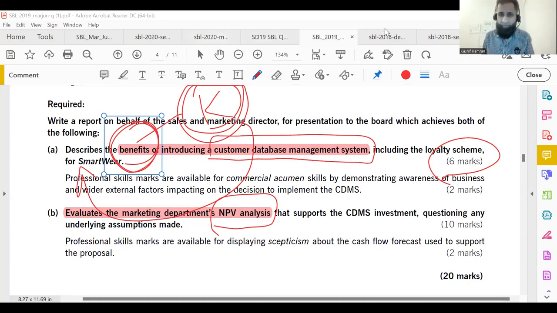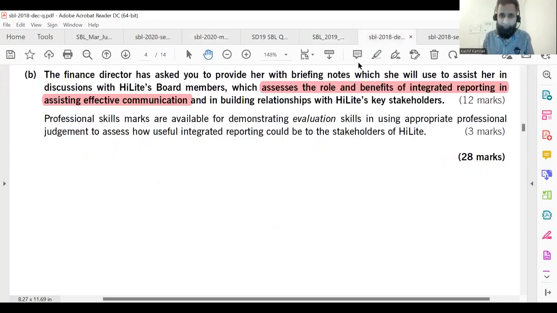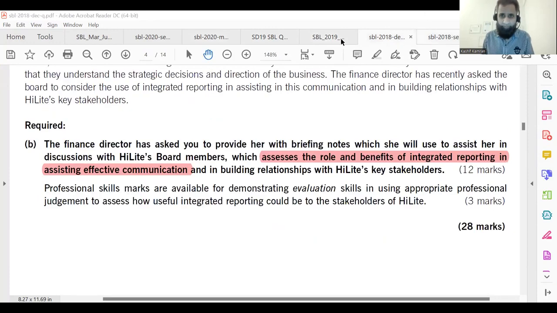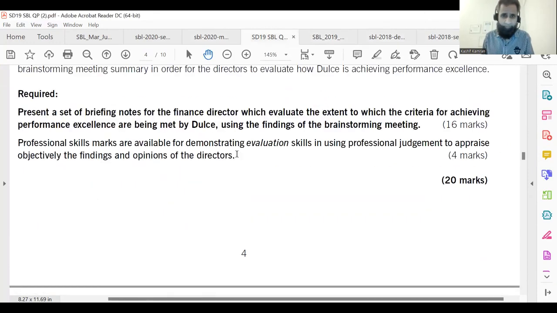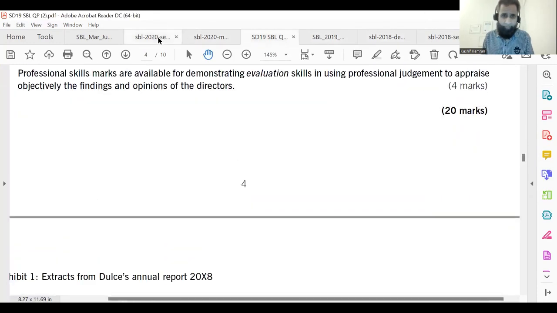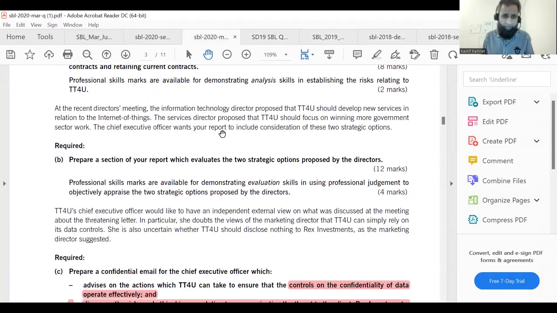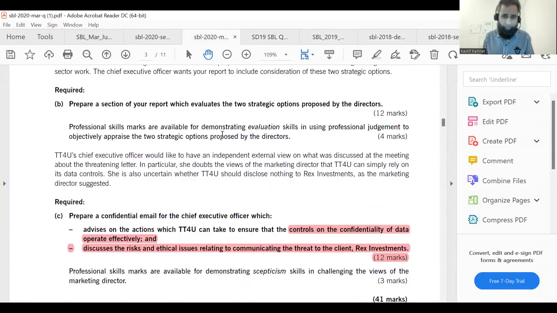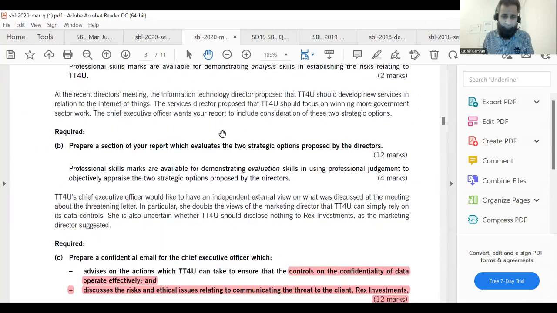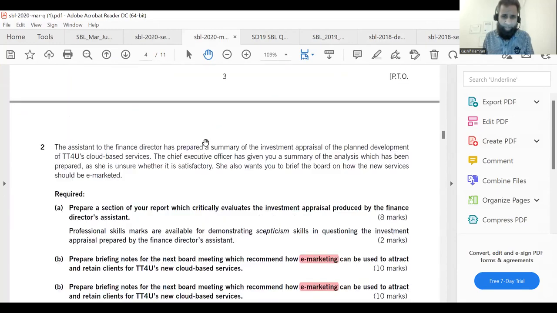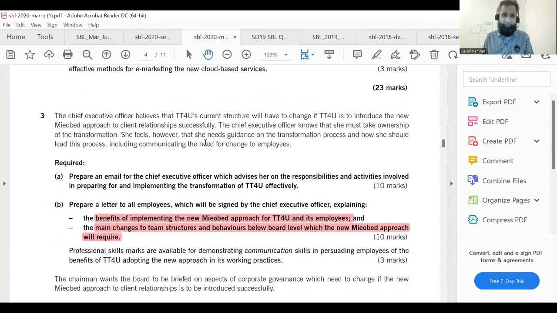Just one last example and moving out of it. I think there was a question I'm just missing, which was a very good question. And yes, I found it.